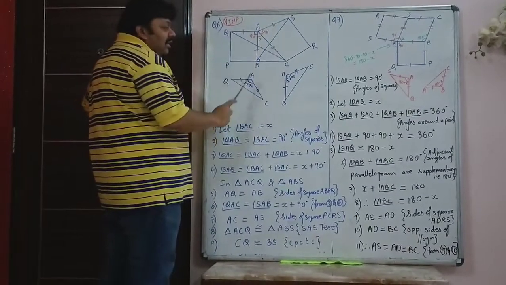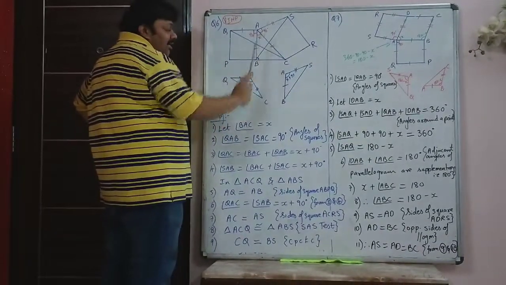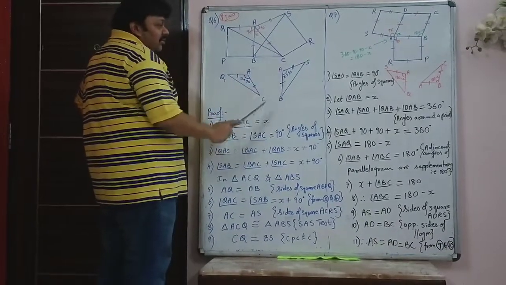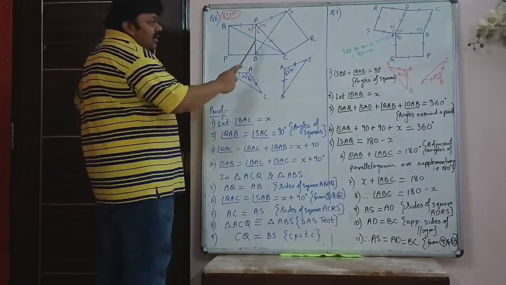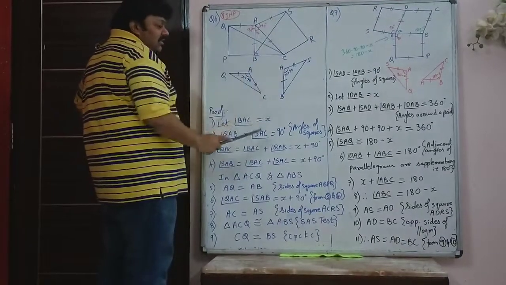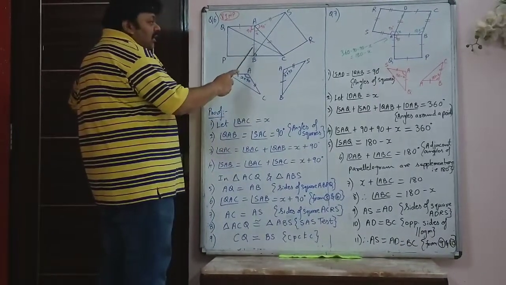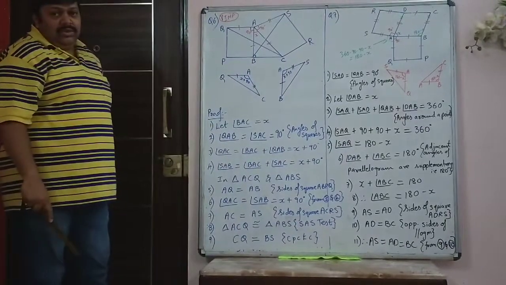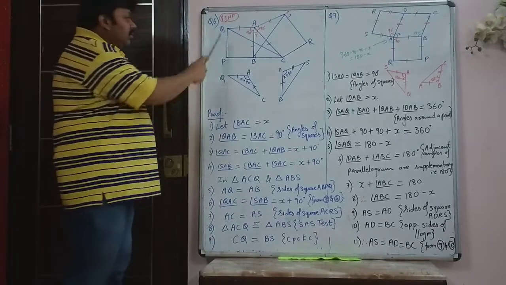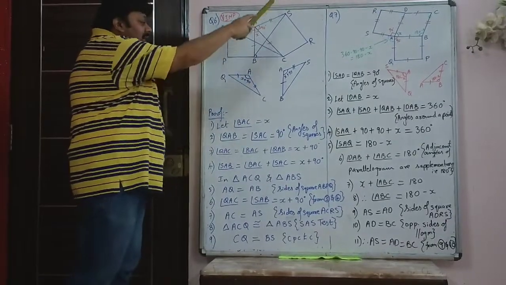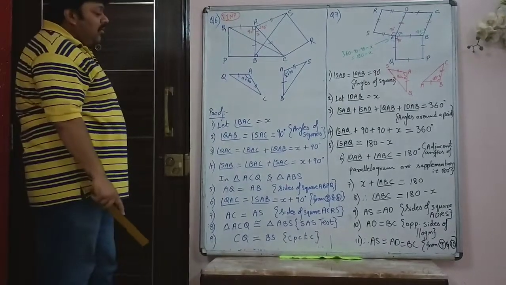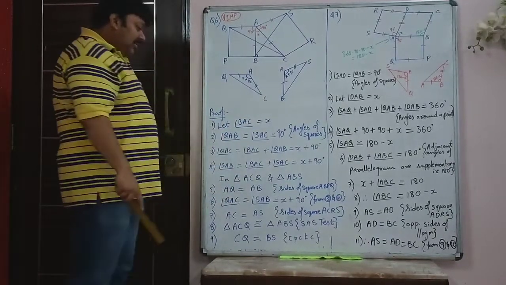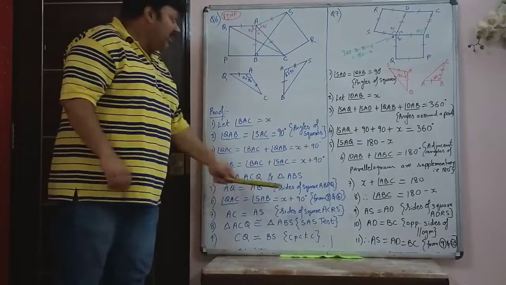Same way on the other side, you have BAS. BAS is angle BAC, which you have taken as x, and angle CAS, which is 90. So angle BAS is x plus 90. So both the angles QAC and BAS are x plus 90. That has been proved here.